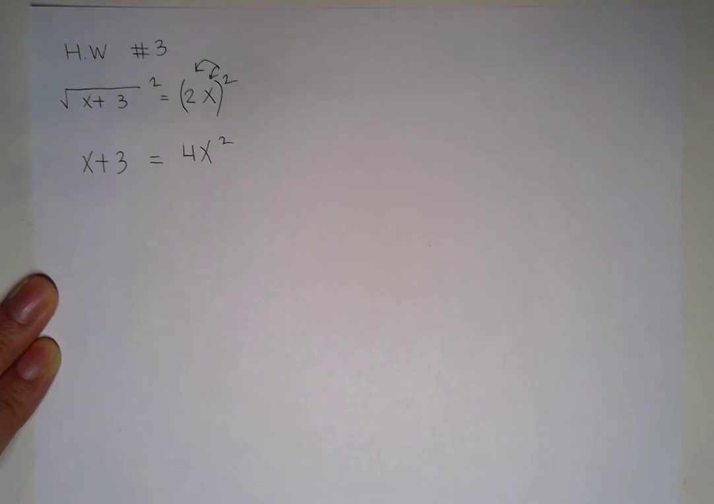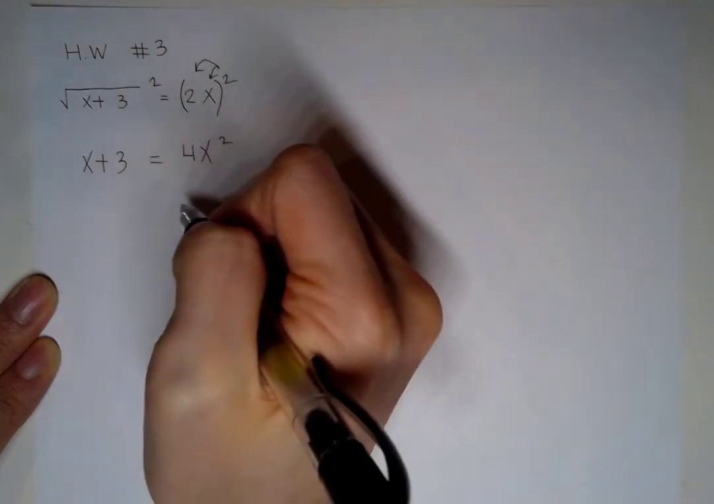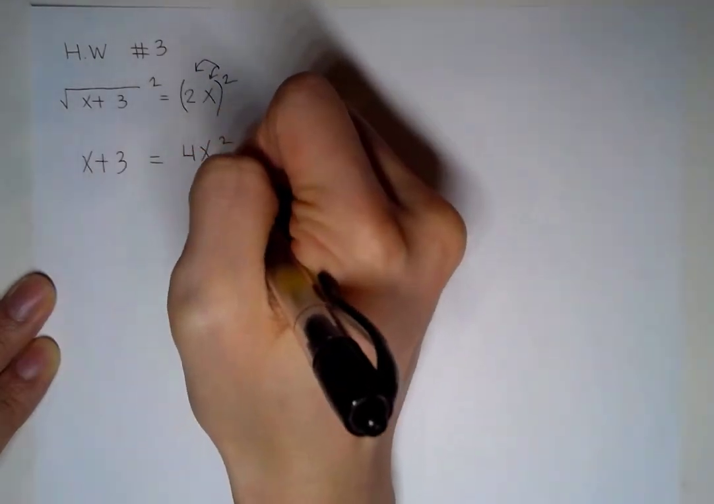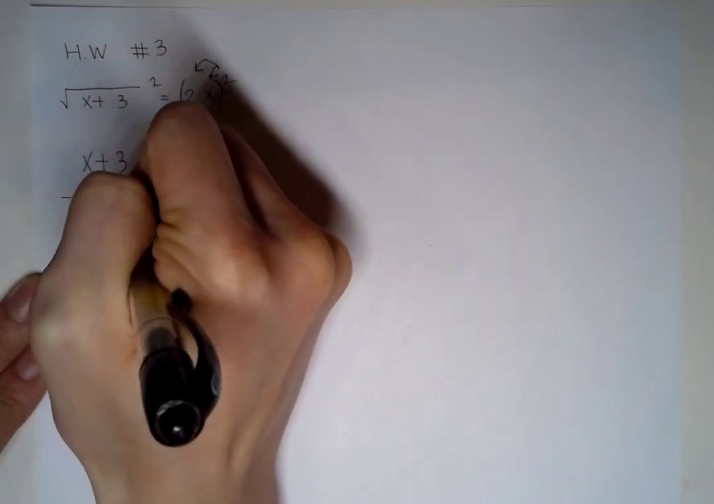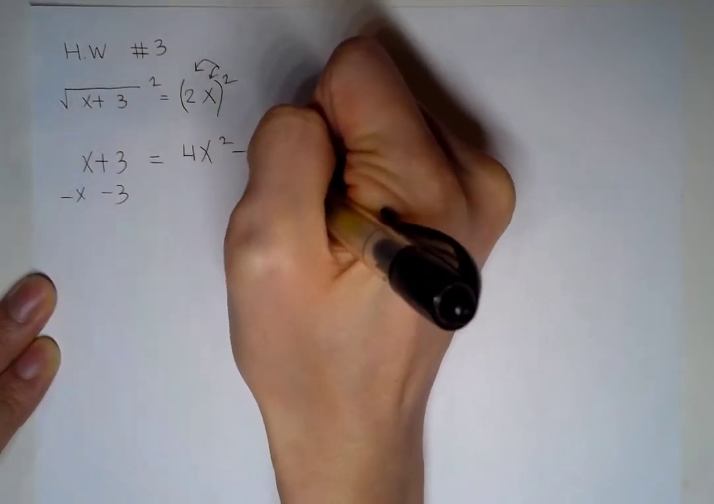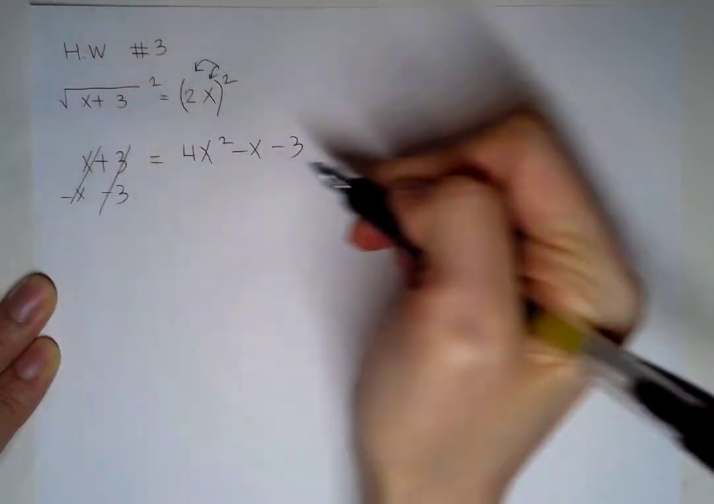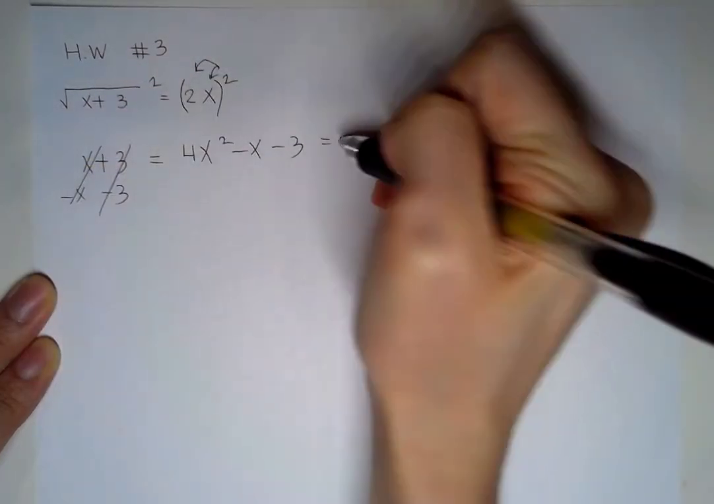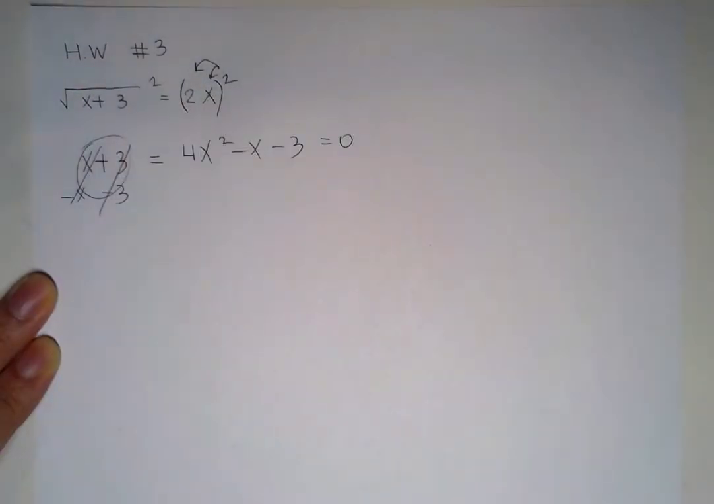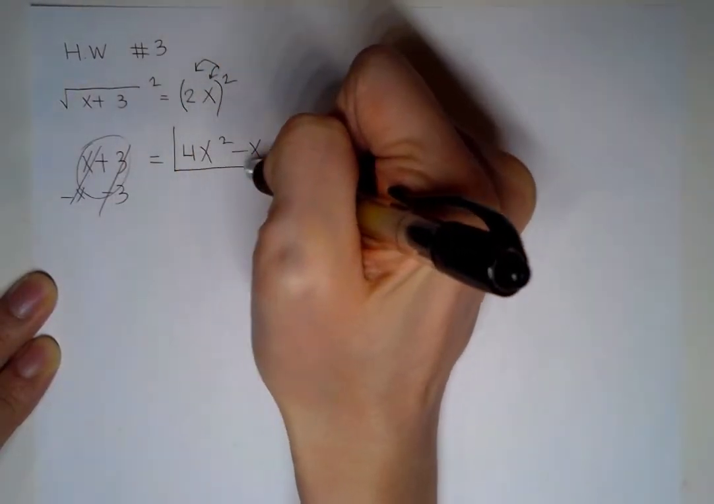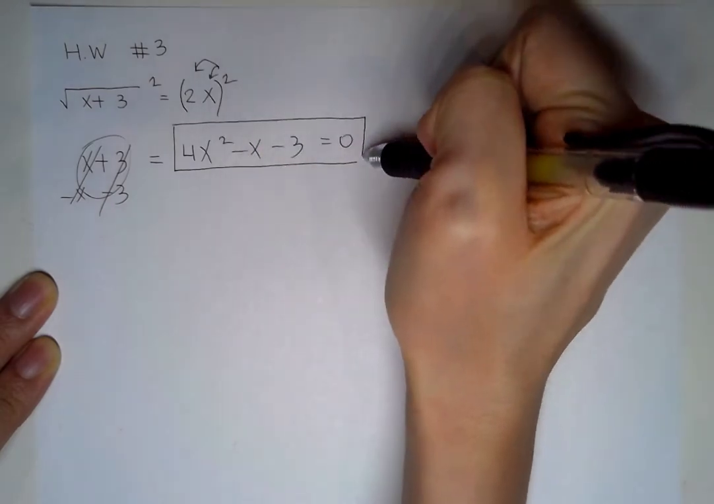Right? And then to solve this quadratic equation, we need to have everything on the same side. So I'm gonna keep this one. I'm gonna move this one to the right side. So minus x minus 3. And I'm gonna put 0 on the other side because this is already 0. That's 0, right? So now I'm gonna solve this quadratic equation.